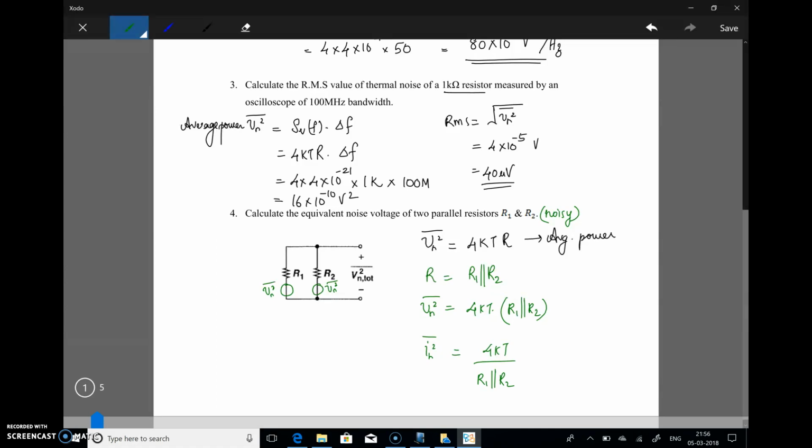So in all these problems, there are basically two formulas or two things to remember. One is your power spectral density SV of f, which is given as 4 kTR volt square per hertz, and the other one is average power, which is given as 4 kTR delta f volt square. The relationship between these two, Vn square bar and SV of f, is SV of f, the voltage noise spectral density, equal to Vn square bar by delta f.